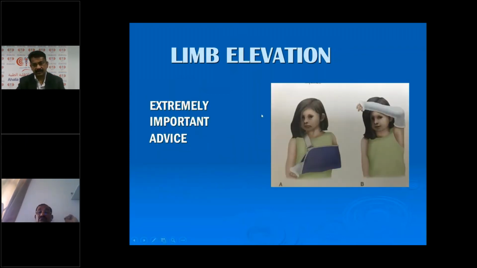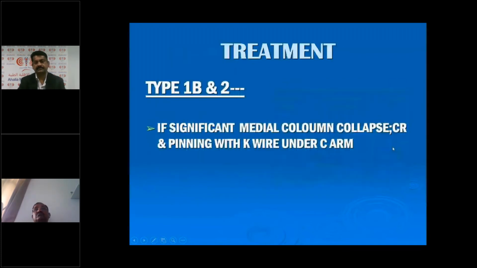So the most important advice that we have to give the parents and children is regarding the limb elevation. Mostly if you send them in a sling like this and ask them to keep the limb elevated, they come back with edema, pain and all. So for the first 48 hours, the parents have to be told that the fingers have to be above the elbow level and the elbow has to be above the heart level to avoid swelling, edema and pain.